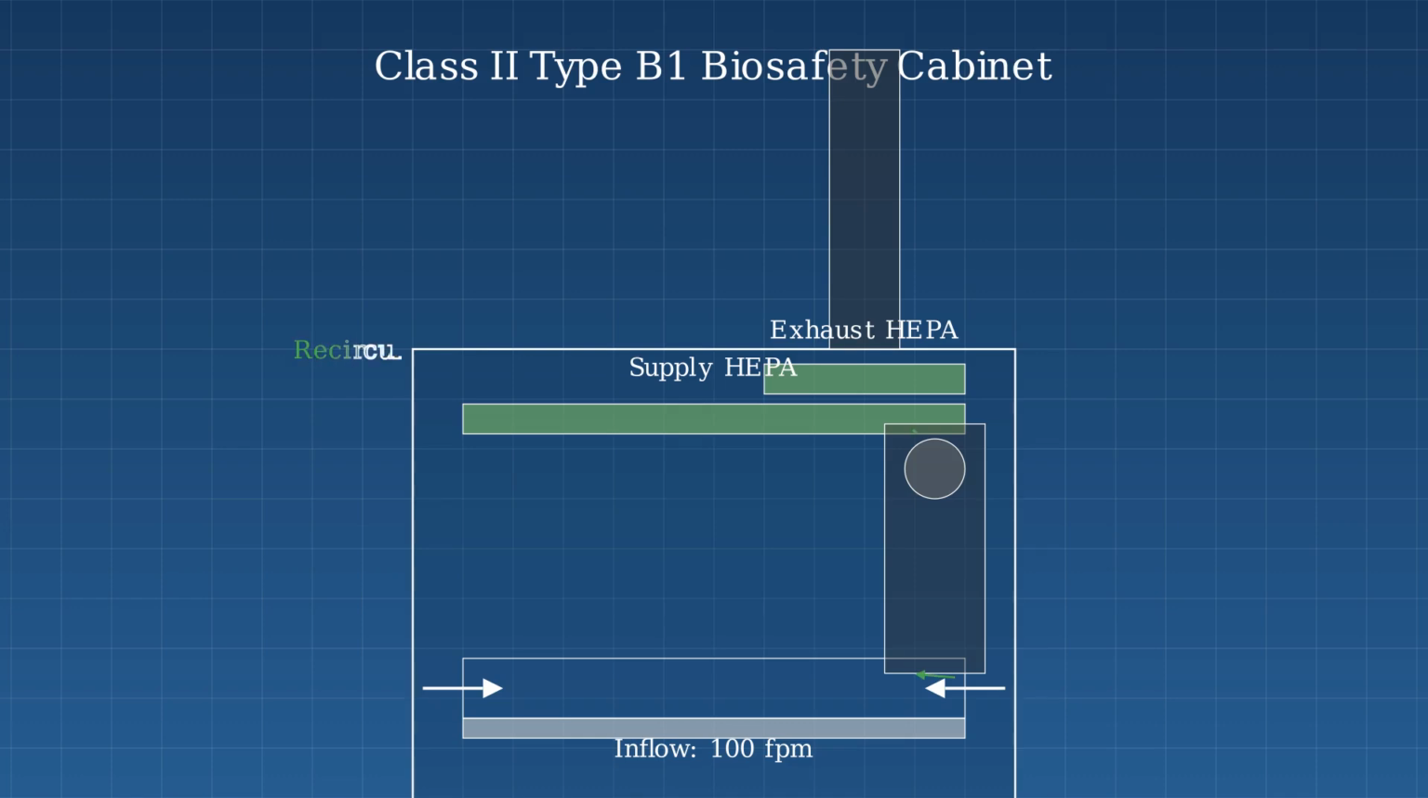A key feature of Type B1 cabinets is the air distribution. 30% of the air is recirculated through the cabinet to provide product protection. The remaining 70% of air is exhausted through dedicated ductwork, which helps remove volatile compounds from the work area.